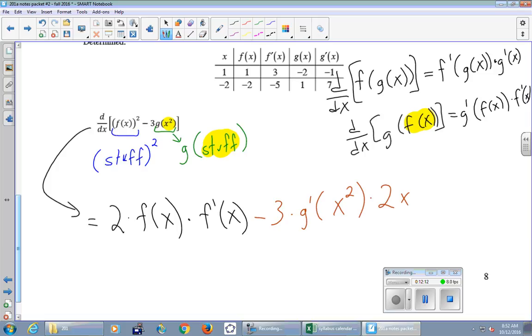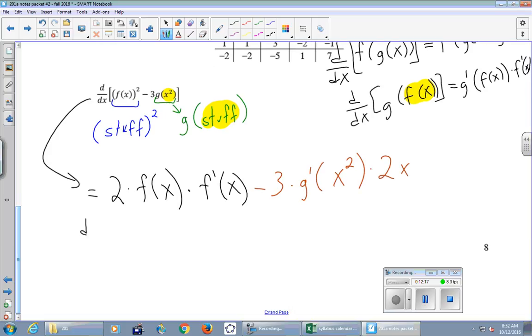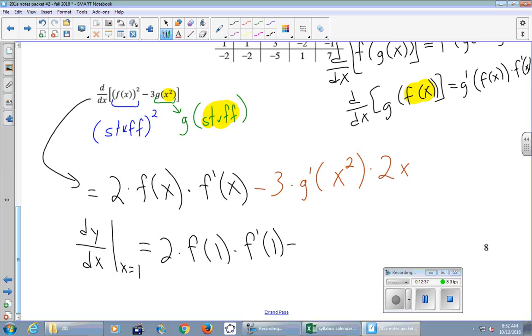All right, let's see if we can then do the derivative evaluated at 1. So I'm going to just sort of start over. I don't want to copy the whole thing. But you guys remember this was our symbol for take the derivative and evaluate it at 1. So all we're doing is changing all the x's in that previous line to 1s. So 2 times f of 1 times f prime of 1 minus 3 times g prime of 1 squared times 2 times 1.